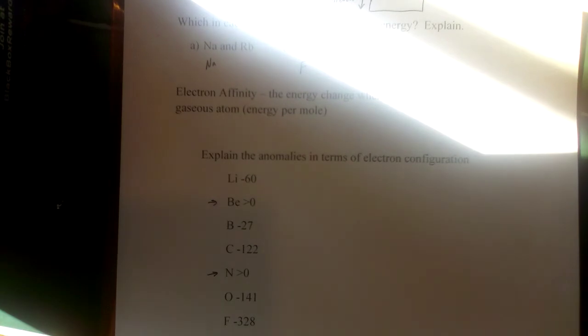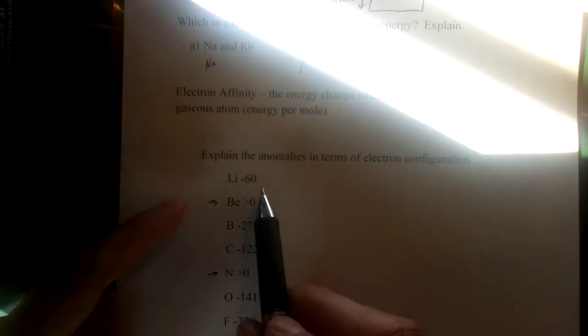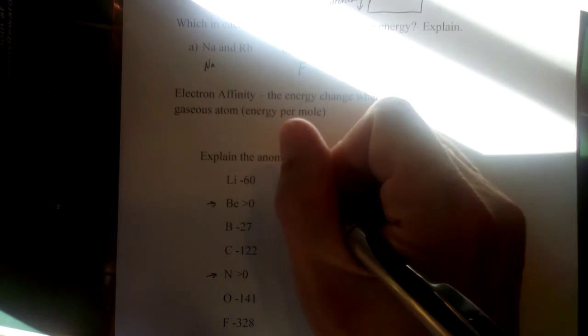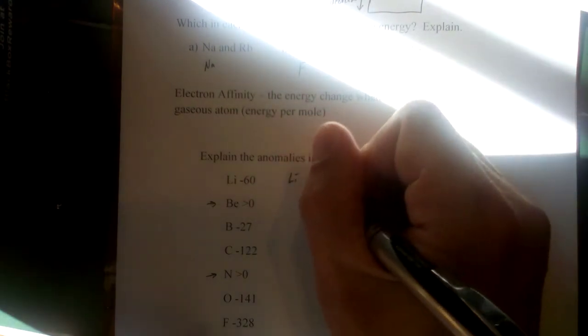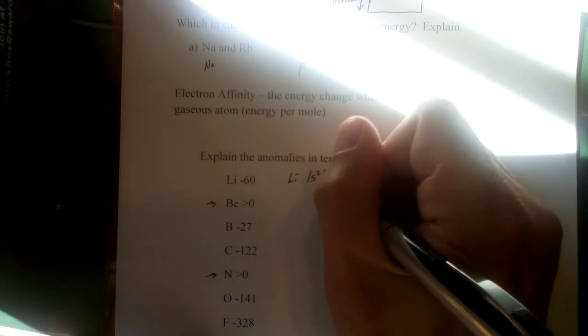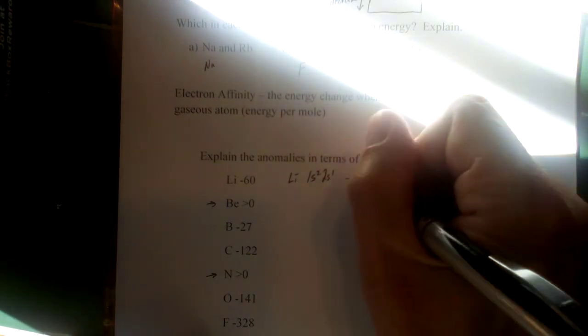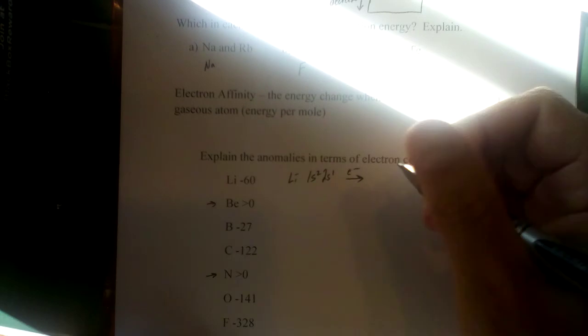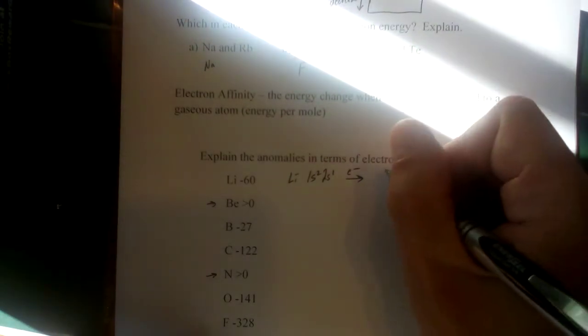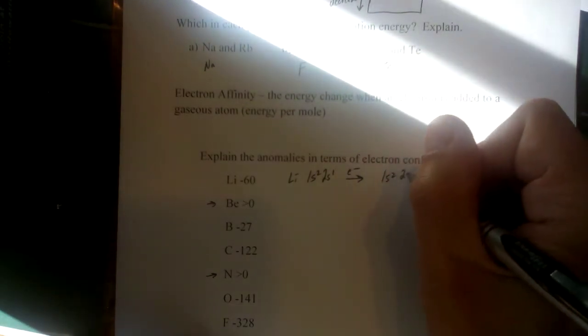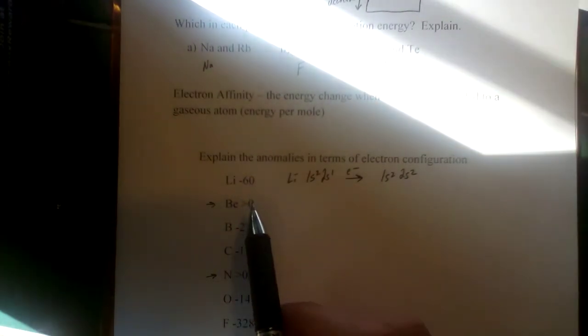So how are we going to explain these anomalies? Let's start with lithium and think about what happens with lithium, and then maybe we can see where beryllium might be different, since that's not a negative value. Neutral lithium has an electron configuration of 1s2, 2s1. So if we add an electron to it to make it negatively charged, that would give us an electron configuration of 1s2, 2s2. So we're putting an electron into the 2s sublevel, and that's still an exothermic process. The lithium can pull in that electron.